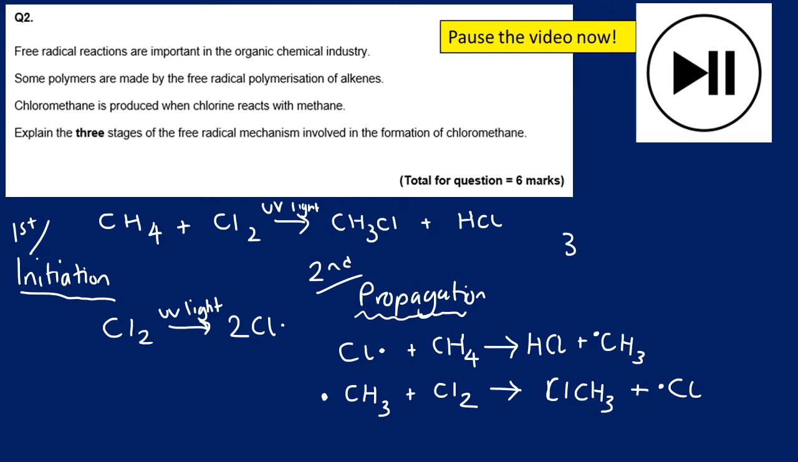And the third and final is known as the termination. And I just need to give one example. I'll put 2 chlorine free radicals coming together to make a chlorine Cl2 molecule. That's going to get me all 6 marks.